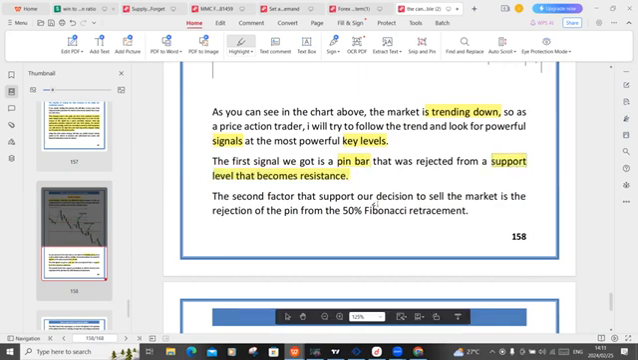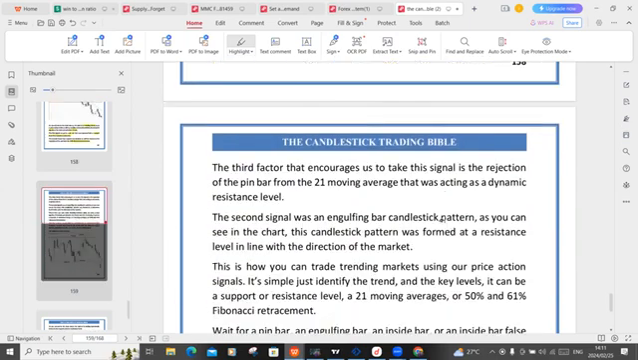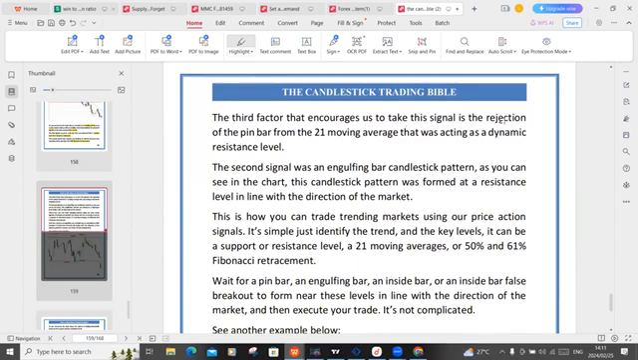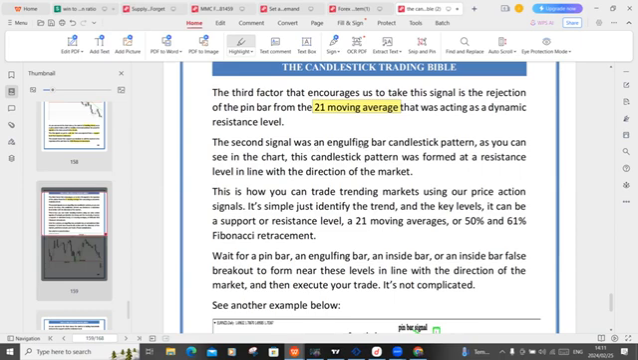The second factor that supports our decision to sell the market is the rejection of the pin bar from the 50 fib retracement level. The third factor that encourages us to take the signal is the rejection of the pin bar on the 21 EMA, sorry, on the 21 MA. I'm used to saying EMA because I use exponential moving averages, but this one looks like it's set to a simple moving average, which makes it an SMA, even though the author doesn't specify whether it's an SMA or an EMA, but it's a 21 MA. That was acting as a dynamic resistance. The second signal was an engulfing candle bar.